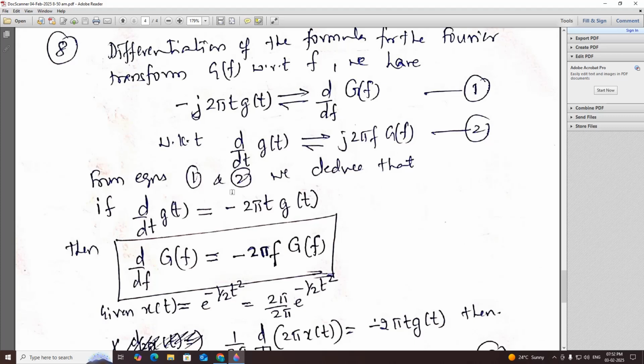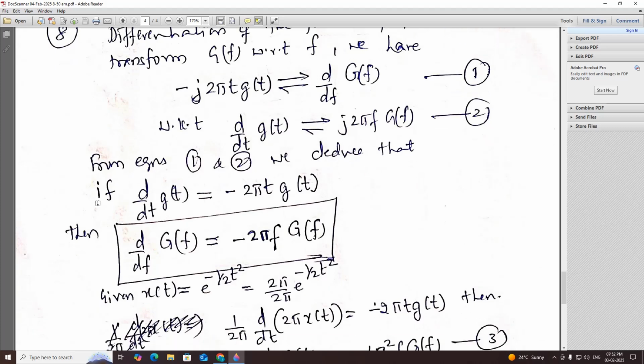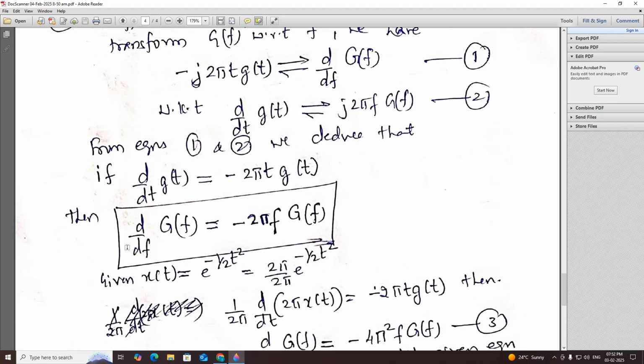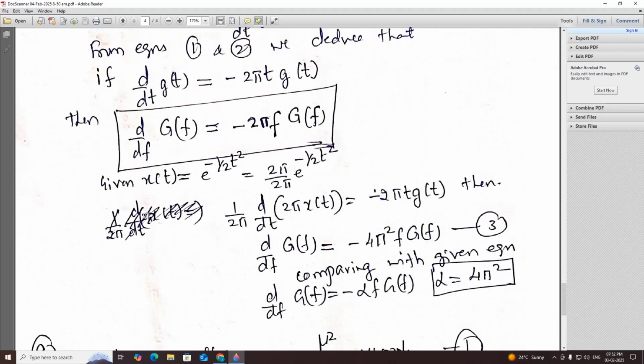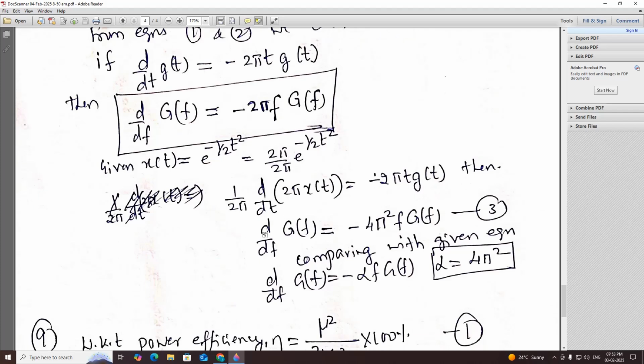From equations 1 and 2 we deduce that if the time derivative of g of t is minus 2 pi t g of t, then it can be shown that the derivative of G of f is minus 2 pi f G of f. For this particular problem, they have given x of t equal to e power minus pi t square. So I will simply multiply by 2 pi, it is nothing but the same thing, and differentiate. I will get minus 2 pi t g of t.